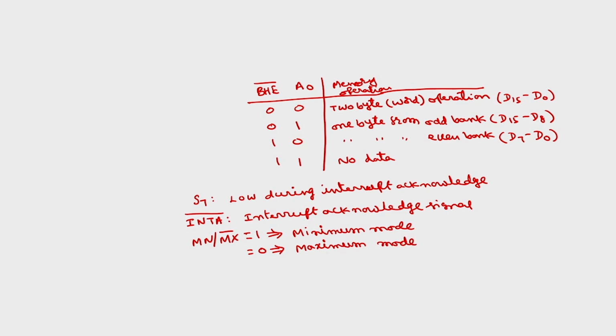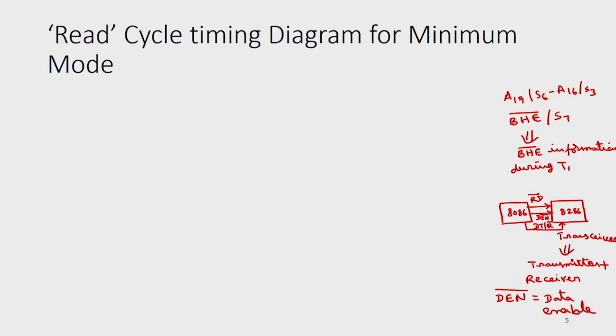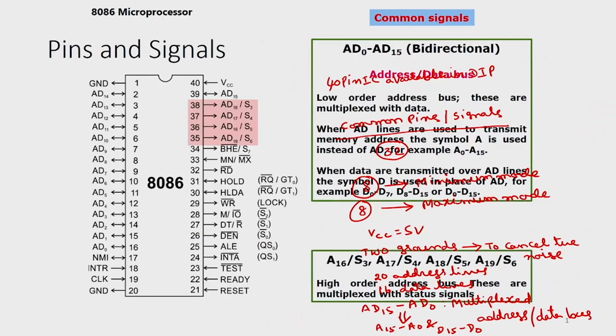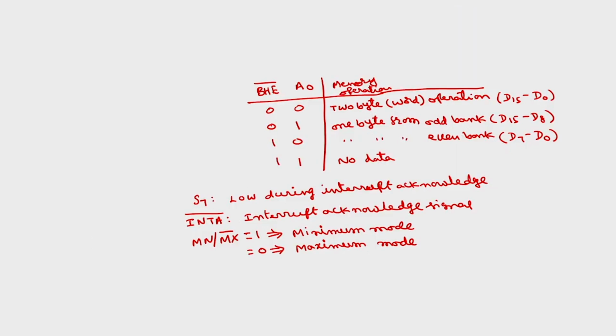So, till now we have discussed all the common signals, and there are some signals used in minimum mode. We have discussed all the common signals up to this point. So, I will come to this later. Then the remaining 3 common signals are test bar, ready and reset.